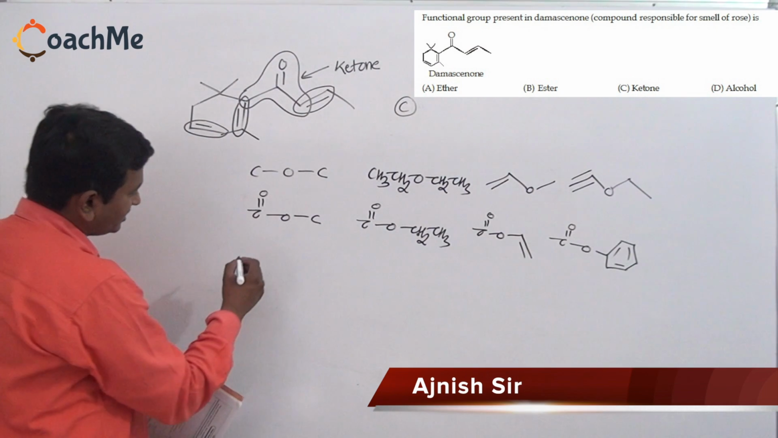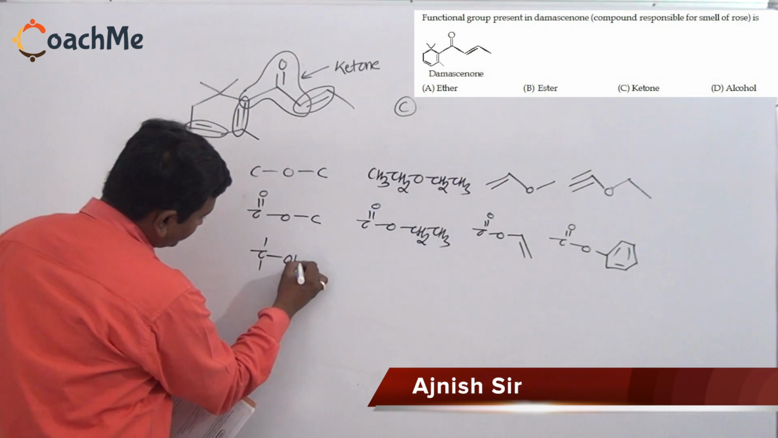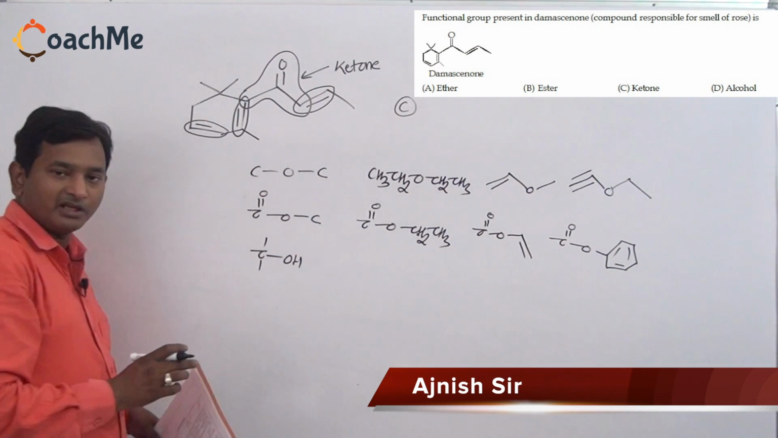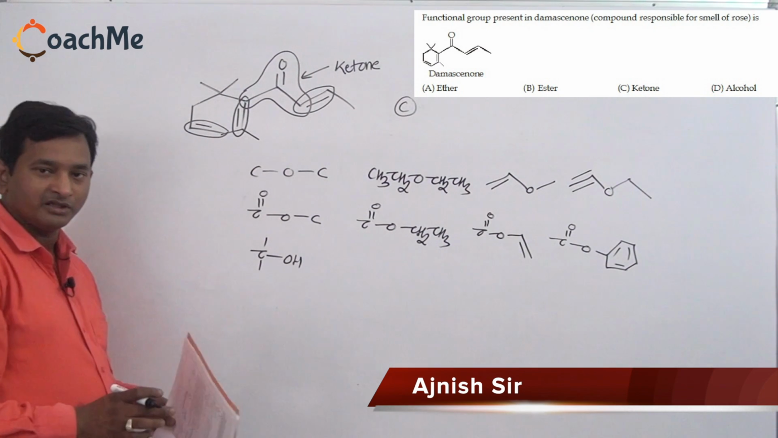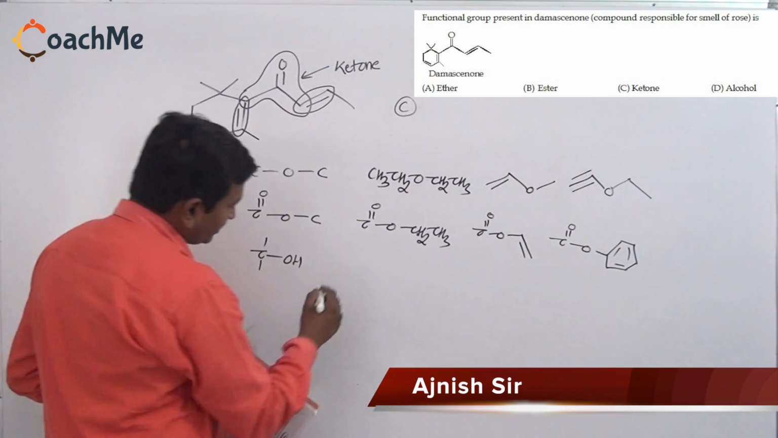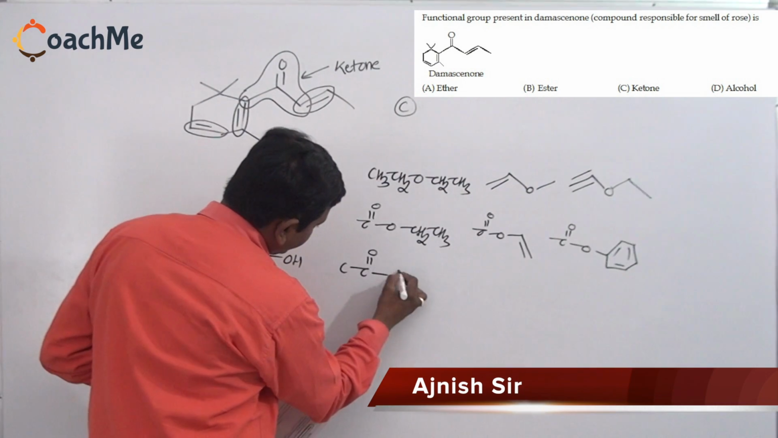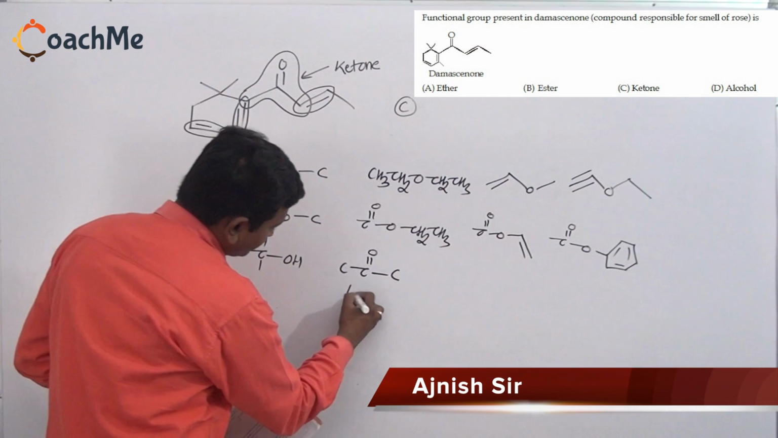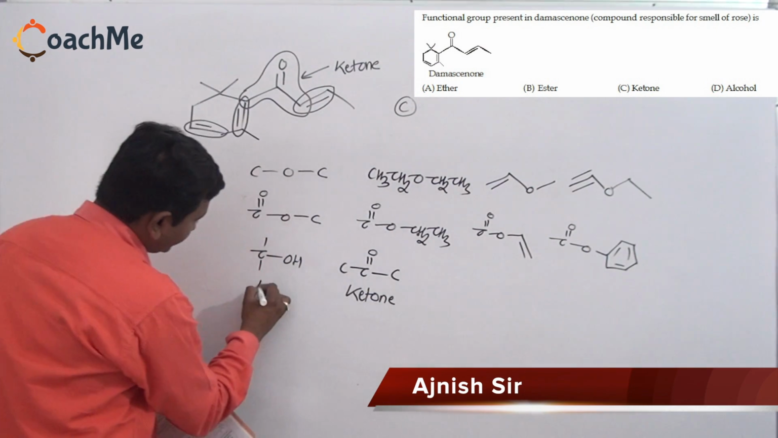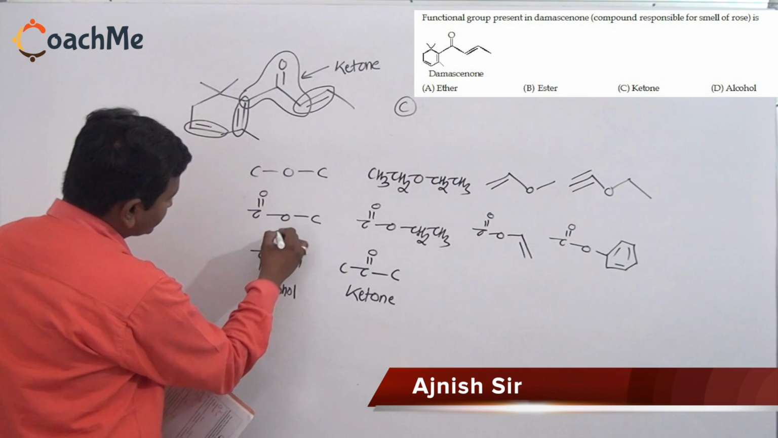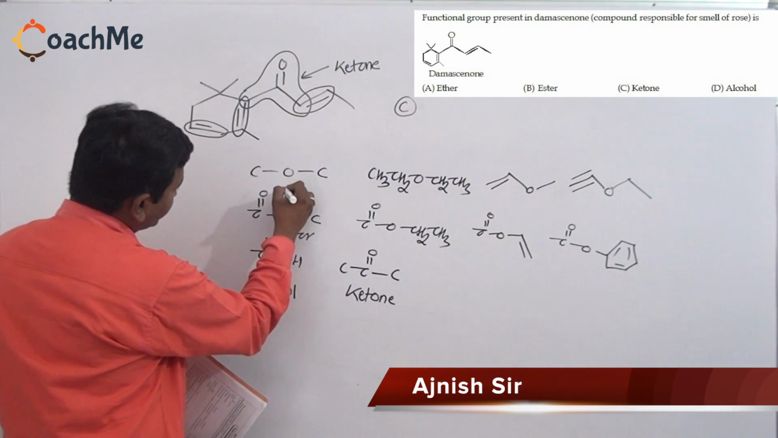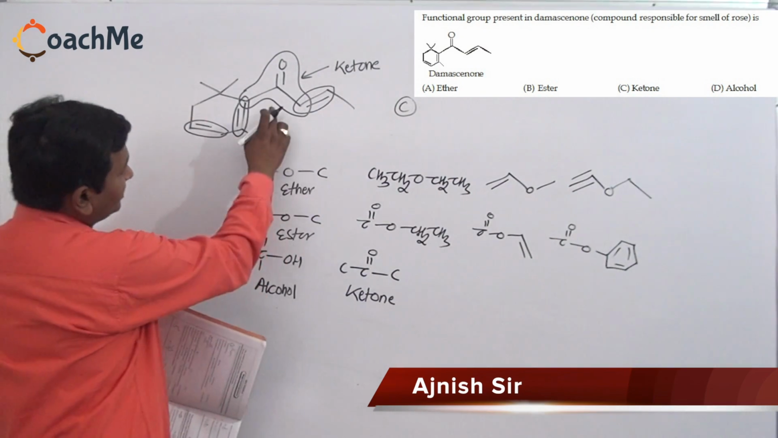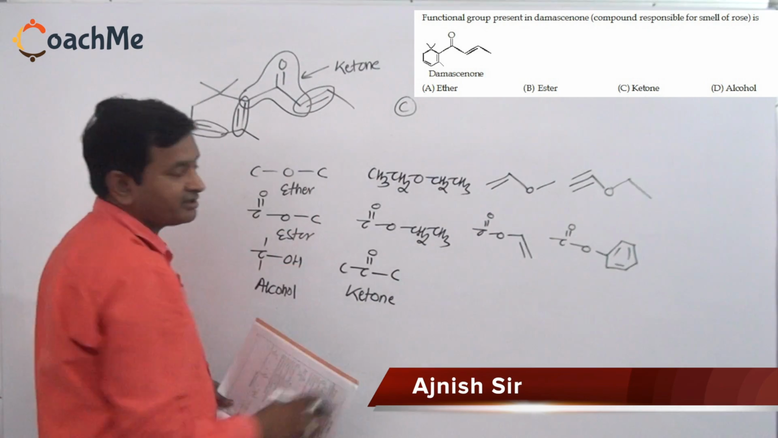Alcohol. Whenever a question is asked about alcohol, you must know the attachment of alcohol. That is, the OH group is attached with a single bonded carbon, and this attachment is called alcohol. And as I told earlier, the attachment in ketone is like this, C-C=O. This attachment is called ketone. This attachment is called alcohol. This attachment is called ester, and this attachment is called ether. So in damascenone, the attachment is like ketone, so the answer will be C.